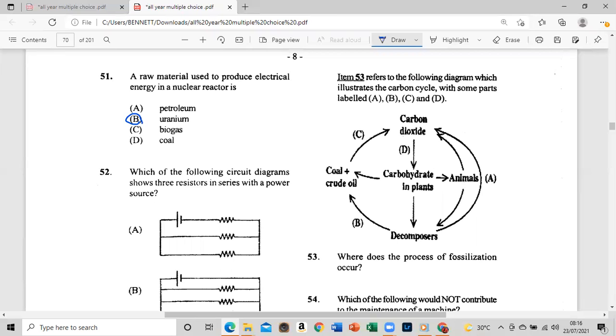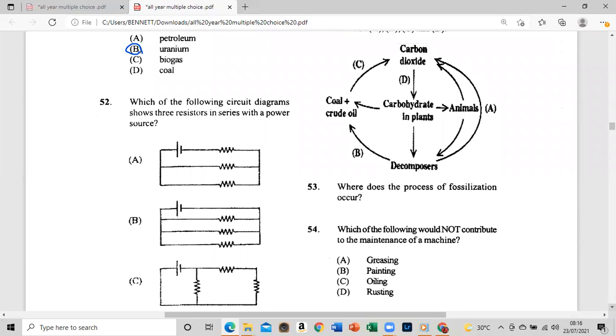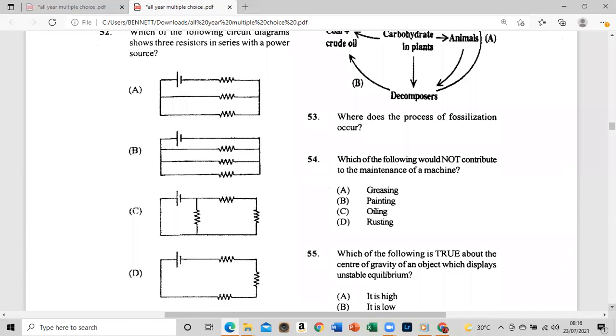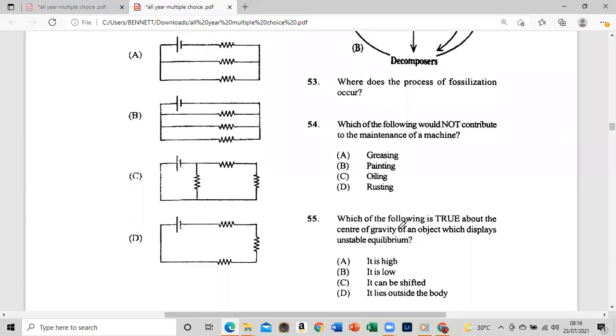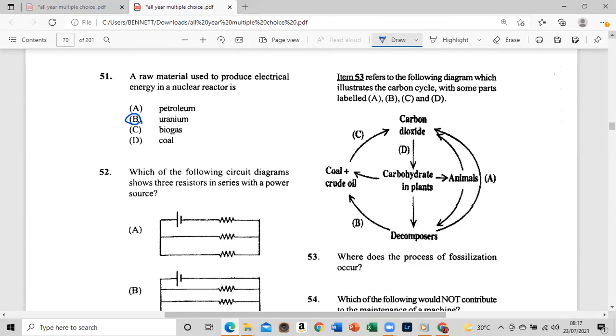52. Which of the following circuit diagrams shows 3 resistors in series with a power source? Oh, definitely D. I was wondering. All right, so let's move on to 53.